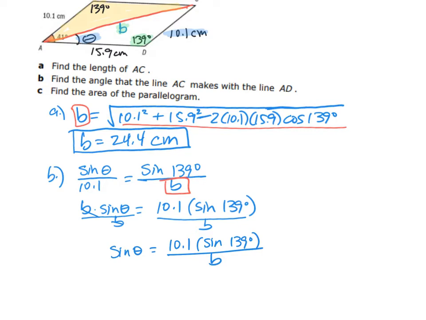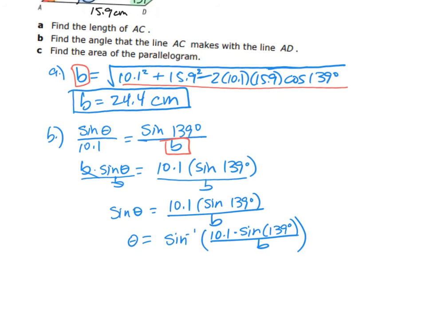It's not unknown. So that means that theta is going to be equal to sine inverse of 10.1 times the sine of 139 degrees, all divided by b, which we figured out in part A. So now grab your calculator, make sure it's in degree mode, and go ahead and calculate that. Theta turns out to be, to three significant figures, 15.7 degrees.